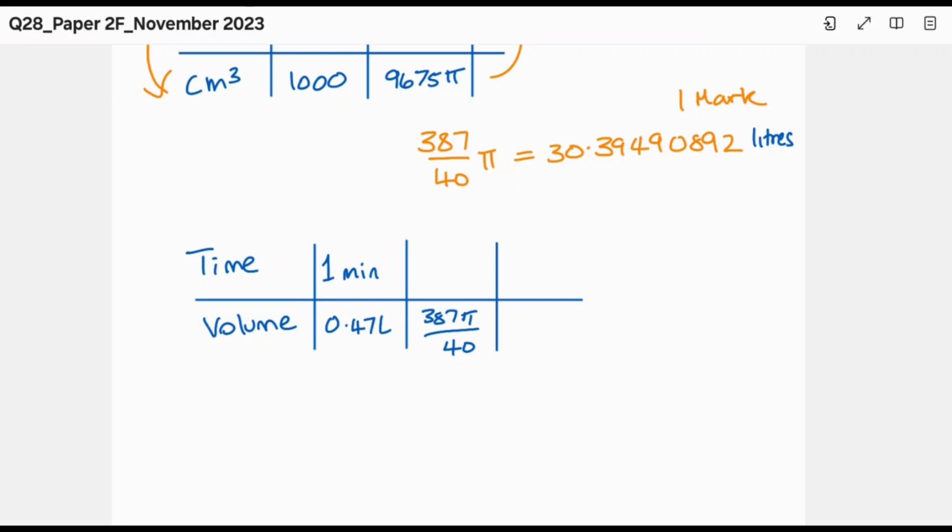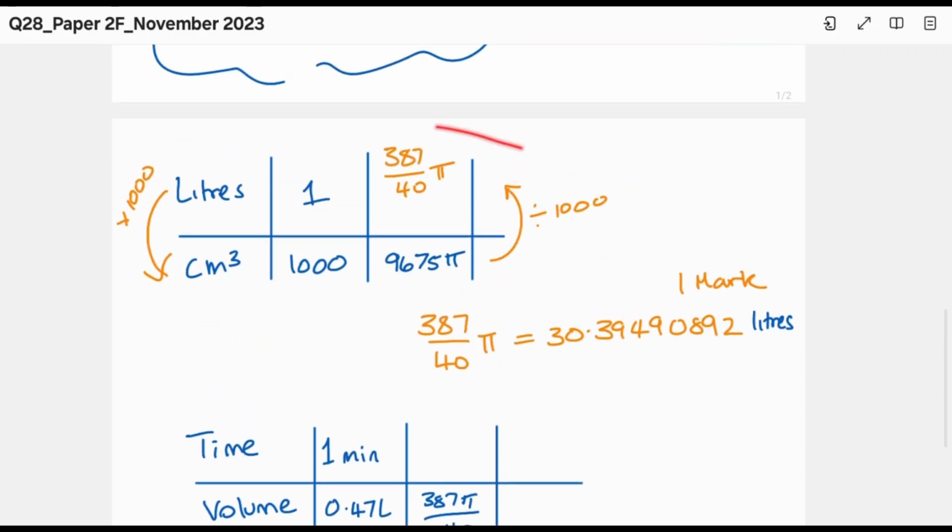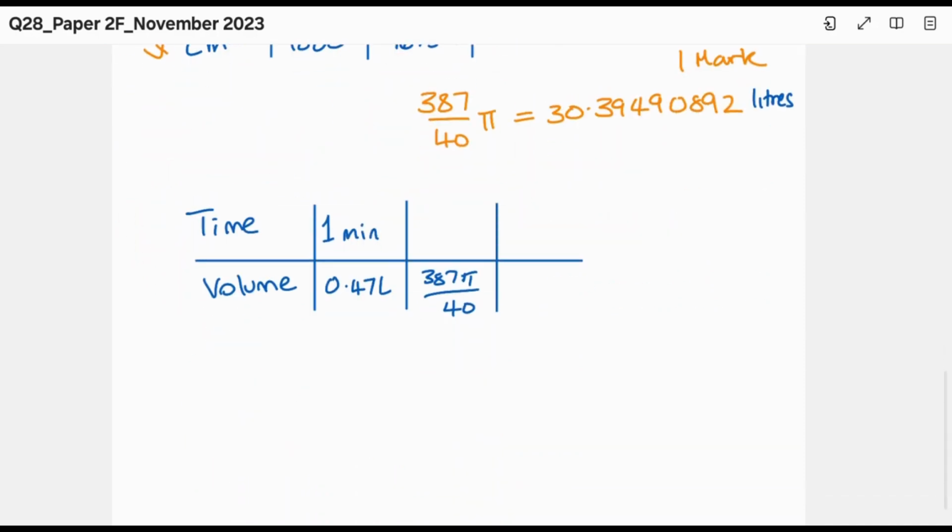So like we did in this previous table over here, we need to find out what the multiplier is. So what would I multiply 1 by to get 0.47? And whenever you're multiplying 1 by something and you're getting another answer, the multiplier is that other answer. So that means we're multiplying by 0.47, which means if we're going in the opposite direction, we are going to be doing the inverse operation. So inverse is just a fancy word for opposite. So we're going to be dividing by 0.47.